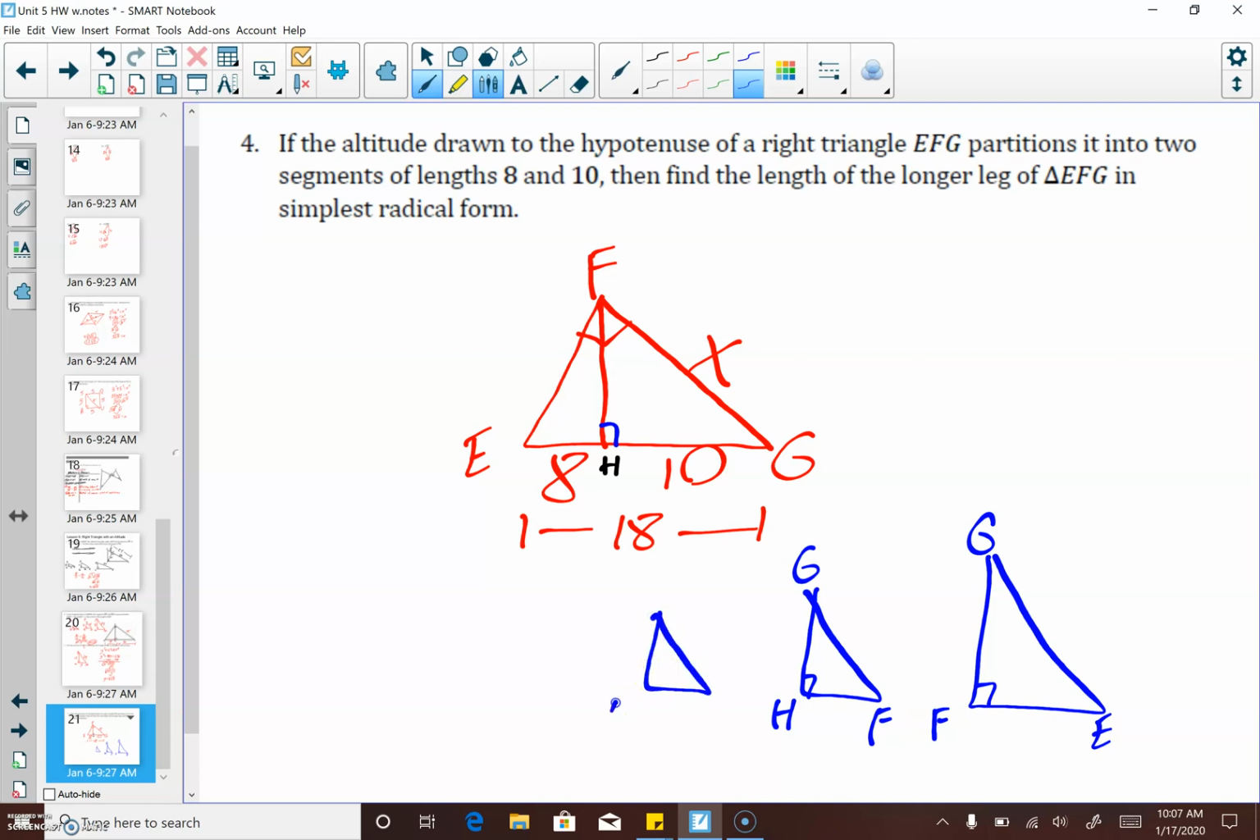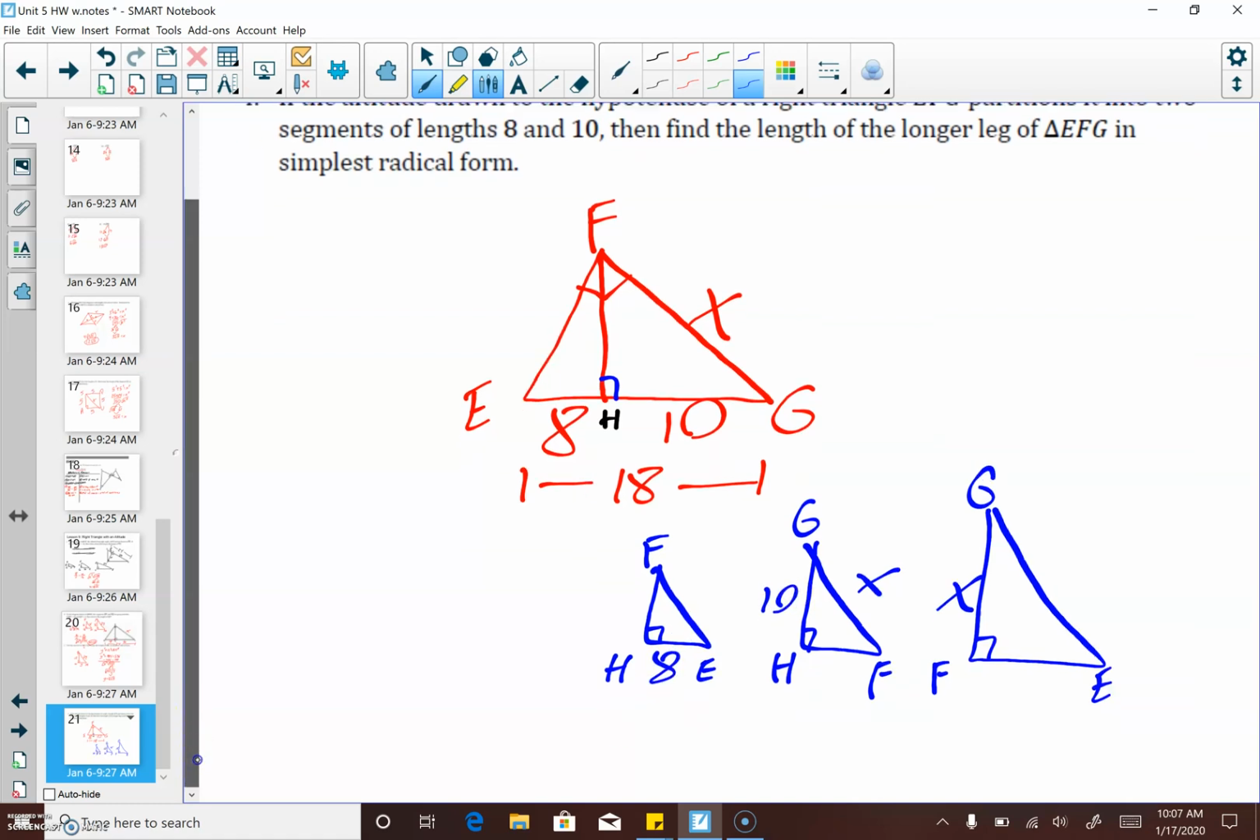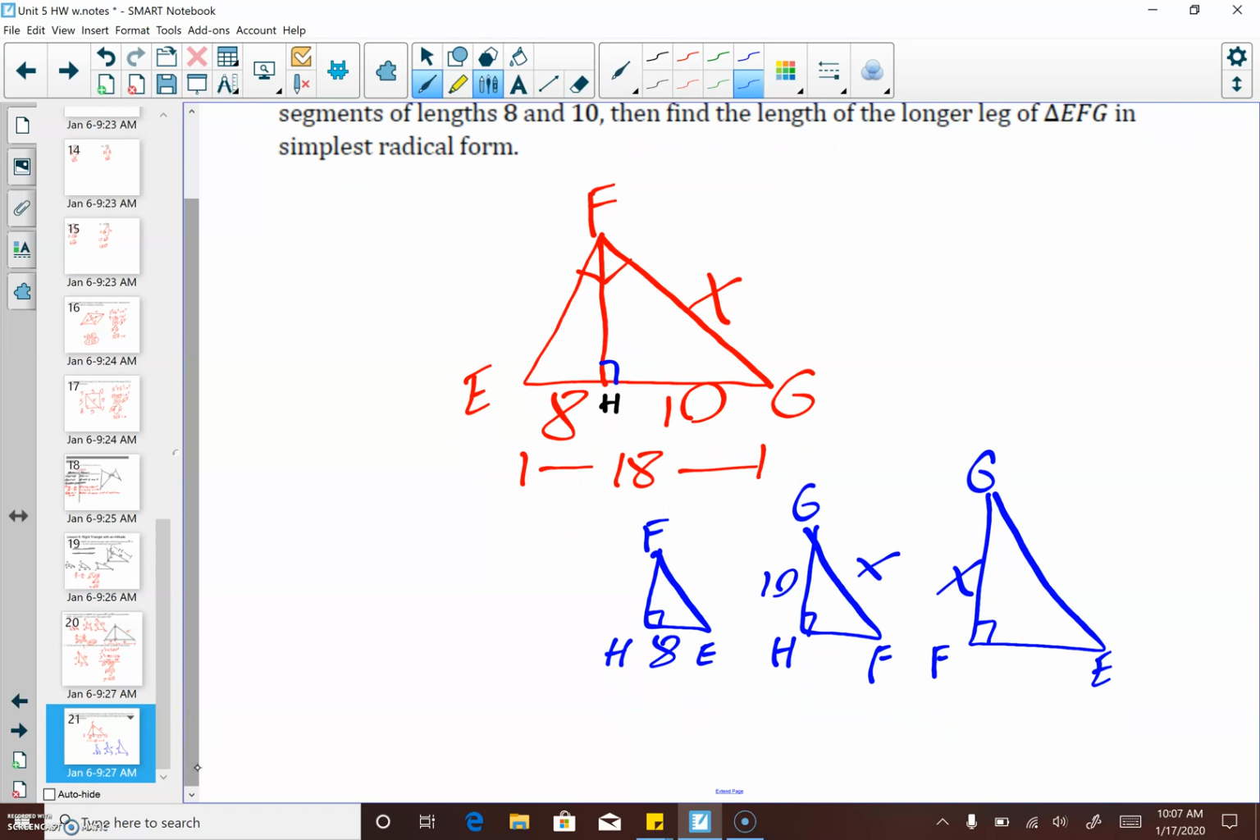In my smaller triangle, H is still my right angle. The reflexive between the small one and the big one is the E. So E goes bottom right, and then F has to go on the top. Now I start filling in my letters. FG is x. There's two of those. HG is 10, and HE is 8. Just like before, that smaller triangle here is useless to us. Oh, and I forgot to fill in that EG was 18. Smaller, useless, so we're going to use medium and big.